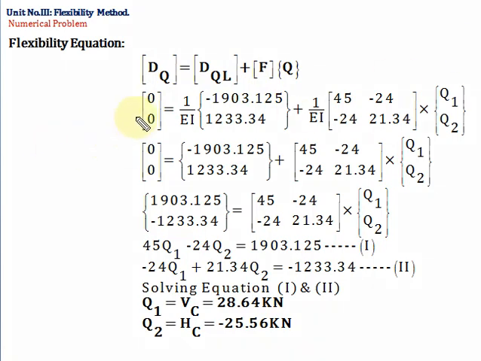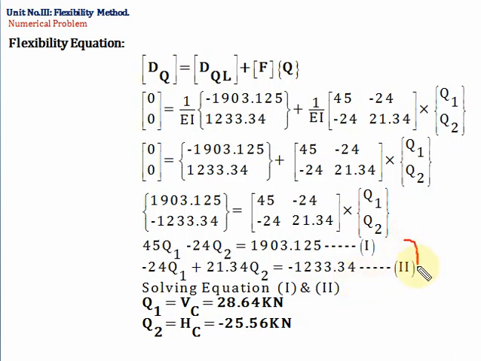Now here we have put the values. In the second step, we have taken EI common and multiplied on the other side, so EI gets cancelled. Now we have to multiply the two matrices, row multiplied by column, so 45 into q1 minus 24 into q2 is equal to 1903.125, then minus 24 q1 plus 21.34 into q2 is equal to minus 1233.34.